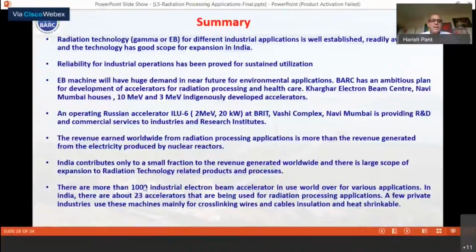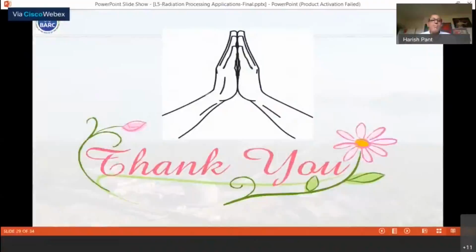This figure is wrong. Actually, this figure should say there are more than 1,500 electron beam accelerators which are being used all over the world for different applications. In India, there are about 23 accelerators that are being used for radiation processing applications. A few private industries are using these machines mainly for cross-linking of wires, cable insulation, and for heat-shrinkable applications. So with this, this was the last slide, and thank you very much.